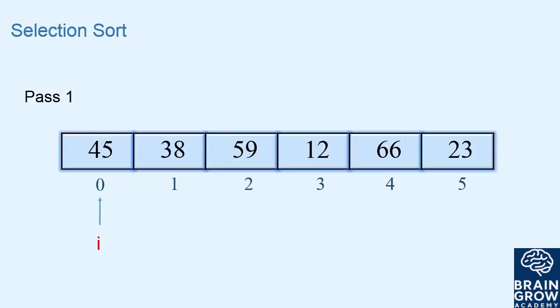In pass 1, i is 0 and minIndex is initialized with i. So minIndex is 0, and A[minIndex] is 45. j is initialized with i plus 1, so j is 1. Now A[j] is less than A[minIndex], so minIndex is changed, it becomes 1. j is incremented. Now A[j] is greater than A[minIndex], so minIndex is not changed. j is incremented. Now A[j] is less than A[minIndex], so minIndex is changed.